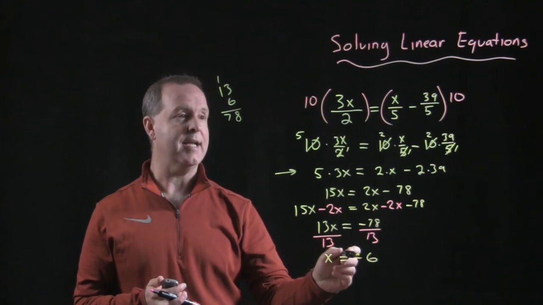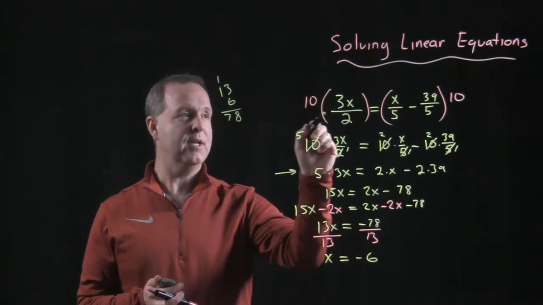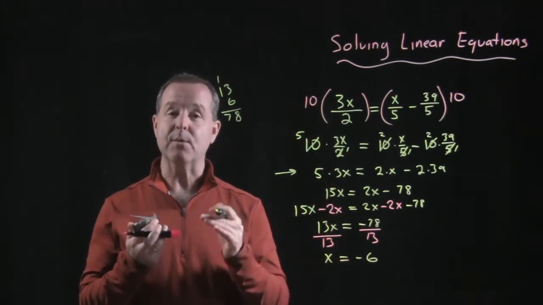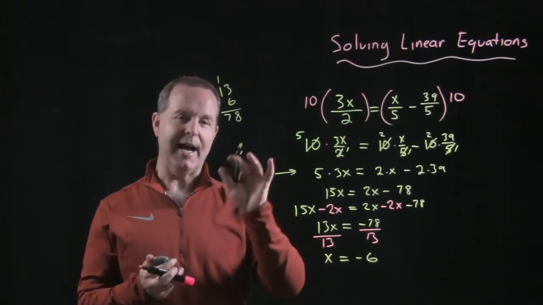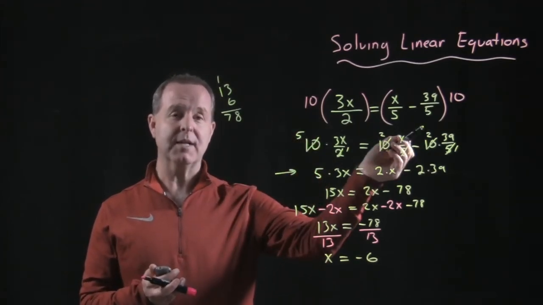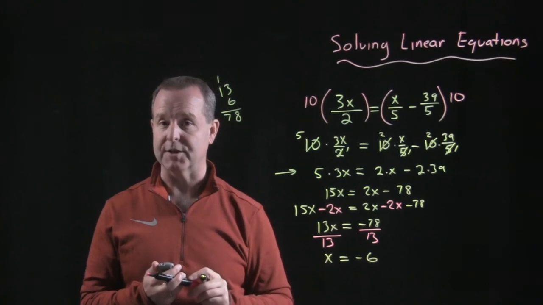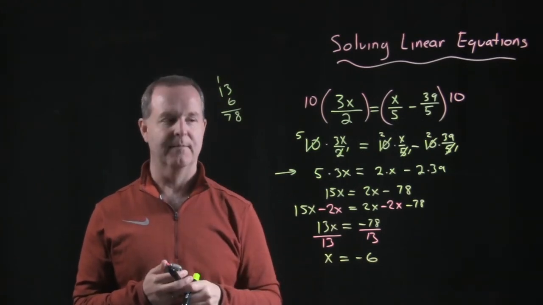So x equals negative 6 is the solution to this linear equation that began with fractions, but I chose a very clever number to multiply both sides through that eliminated the fractions. So it was a fraction eliminator. I love it.